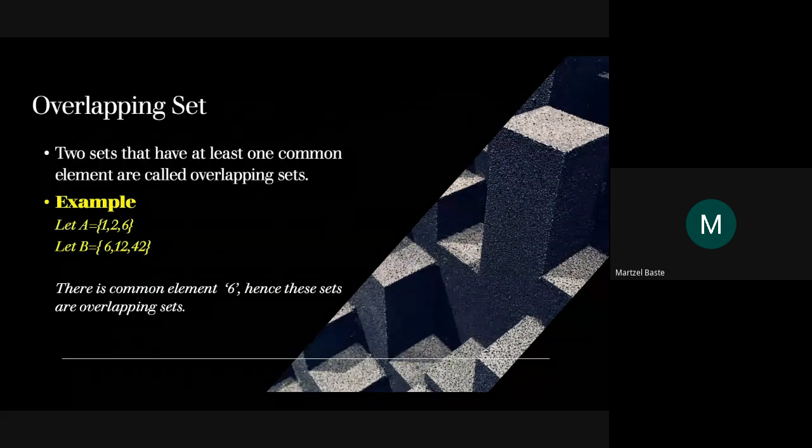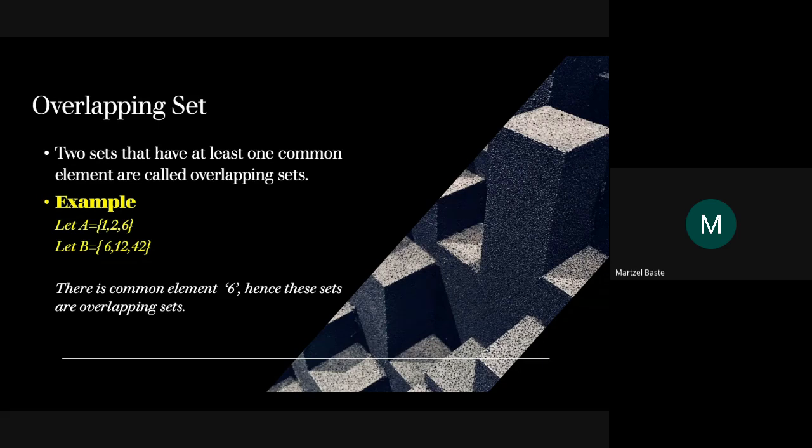Overlapping set. When we say overlapping set, it is any element that is common to both sets. It is like an intersection, the set operation of intersection, where they intersect. Example, let A be 1, 2, 6 and let B be 6, 12, 4, 2. The common element in these sets is 6. Therefore, these are overlapping sets. Meaning, we can evaluate them as overlapping sets because there is an element that is present in both sets. Okay?